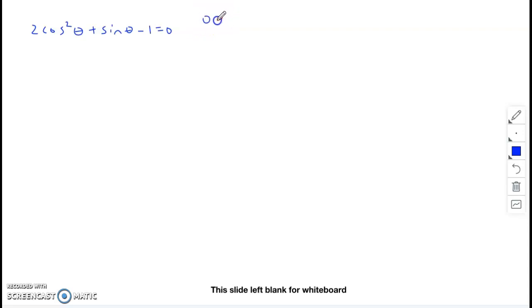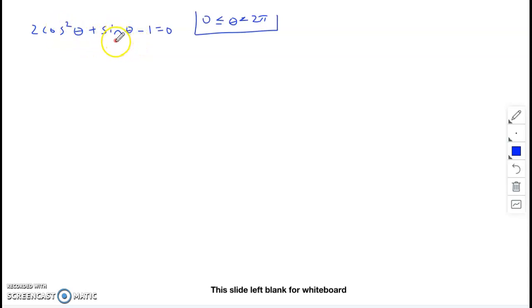The angle theta is between 0 and 2 pi. So that's my angle between 0 and 2 pi. So first things first, I have 2 cosine squared theta plus sine theta minus 1 equals 0. I have some kind of trigonometric equation, but I have cosine and sine.